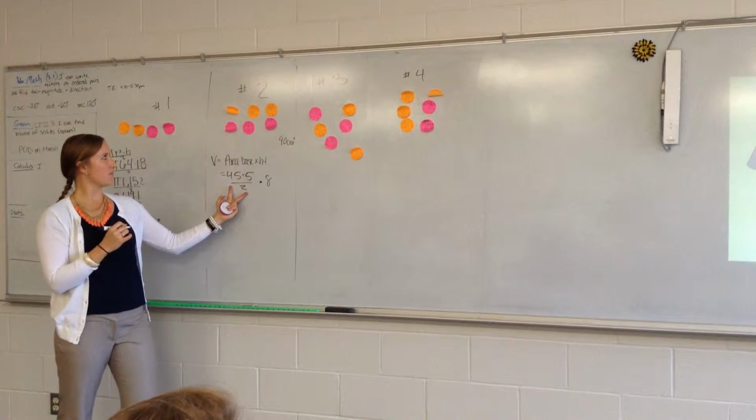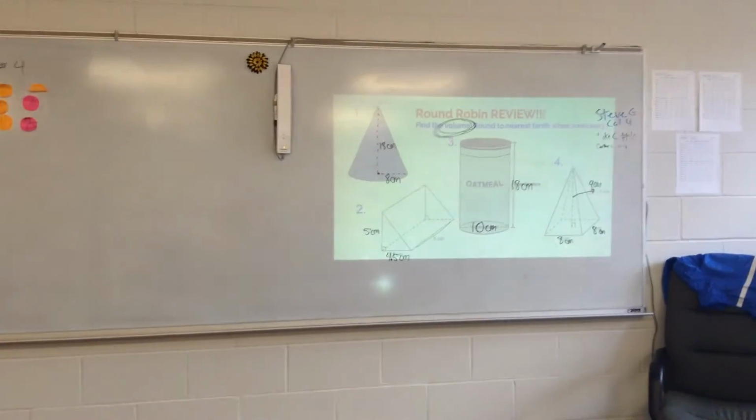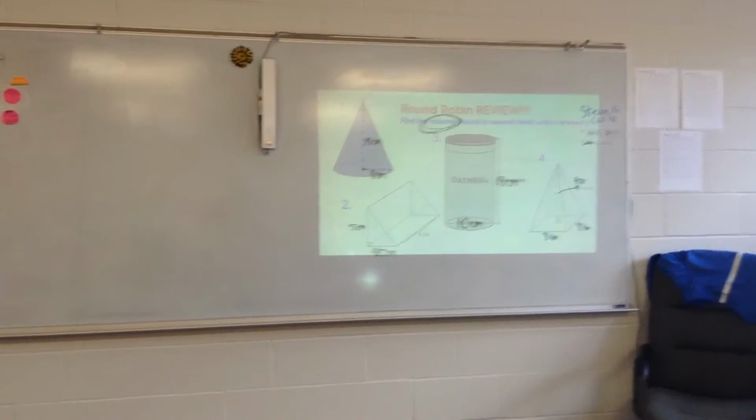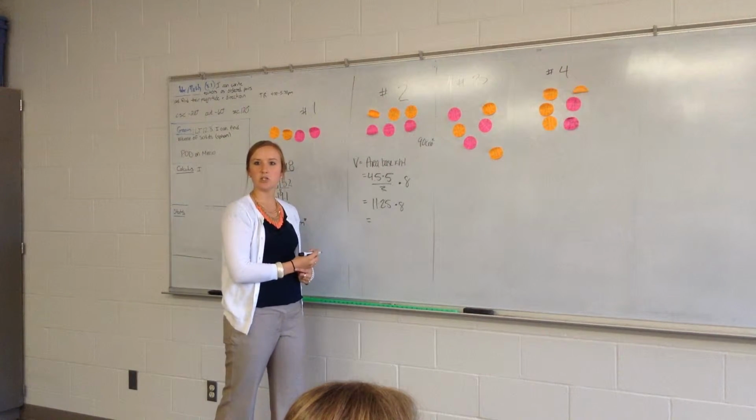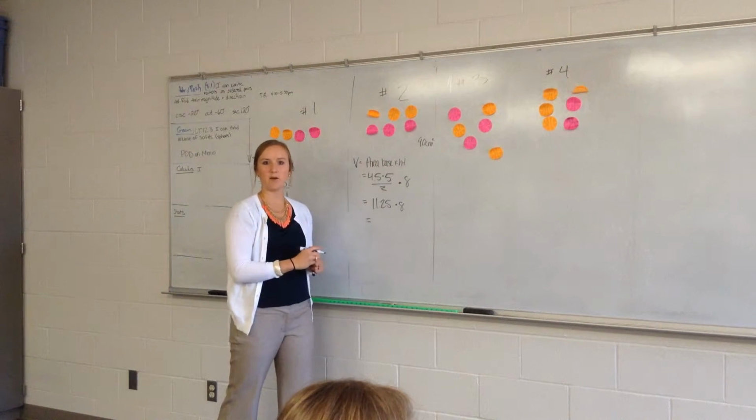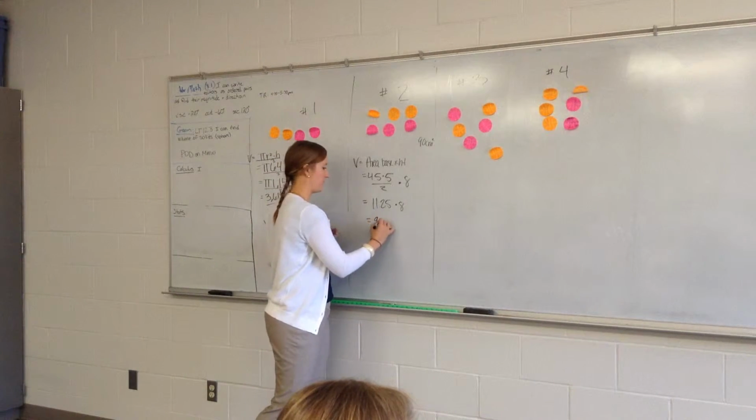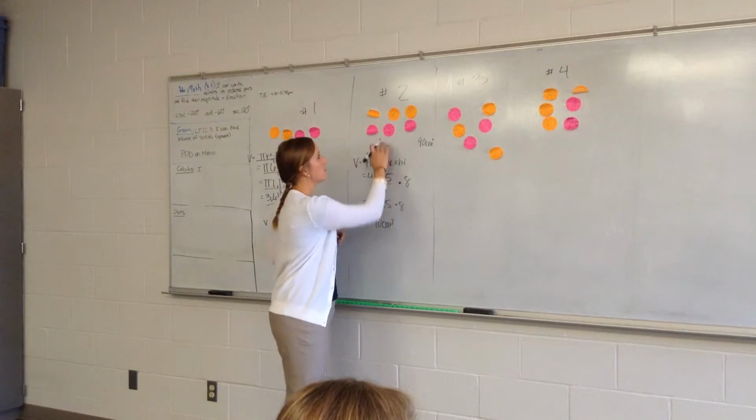4.5 times 5 divided by 2, we get 11.25. And that's where we get our 90 centimeters cubed. Does that sound about right? Everybody remember 90 centimeters cubed? Looks like it up here on our notes.